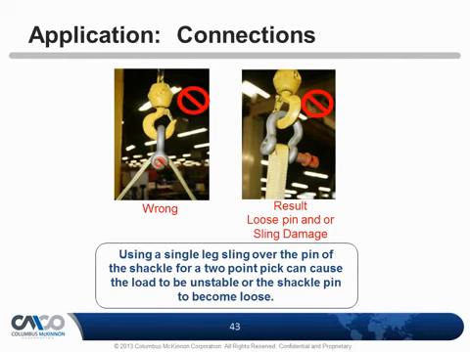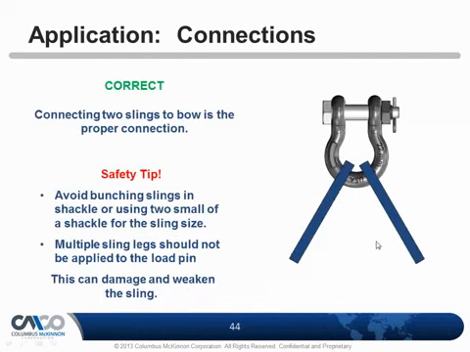Don't loop slings through the eye of the shackle or on the pin, because that can loosen up the pin. And also, it's a very unstable load by doing that. If you have an offset center of gravity, you're not going to have much load control. So we don't recommend that type of rigging practice. The correct way is the proper connection. We always say bow to sling when you can, and then you would connect your hook into the pin.